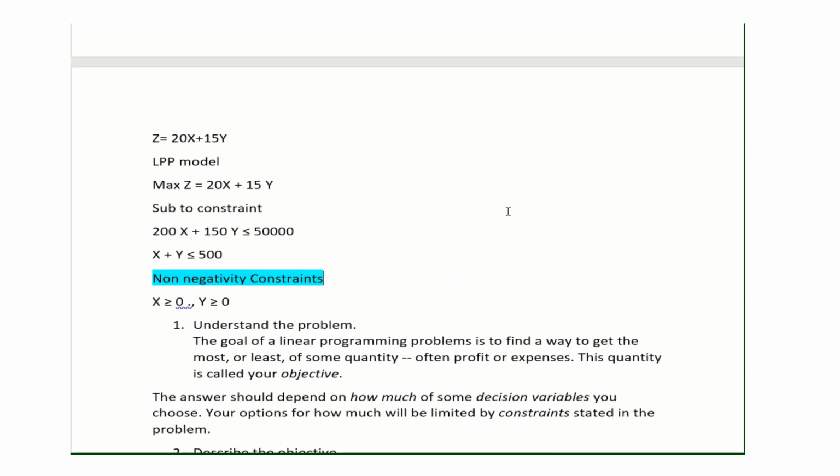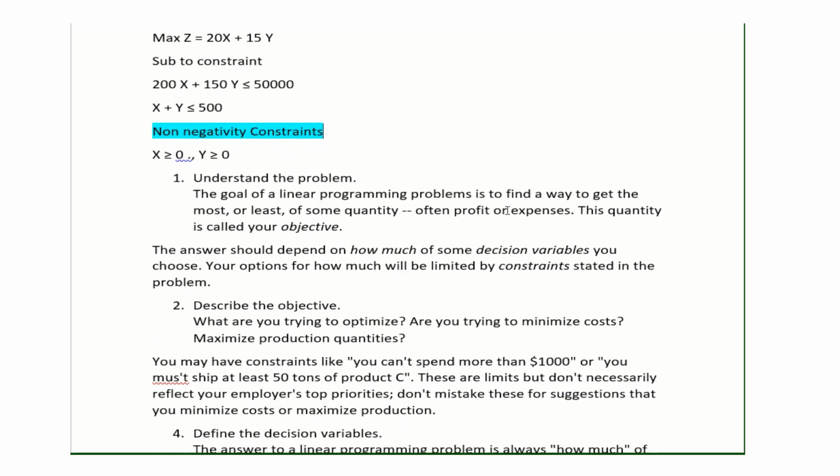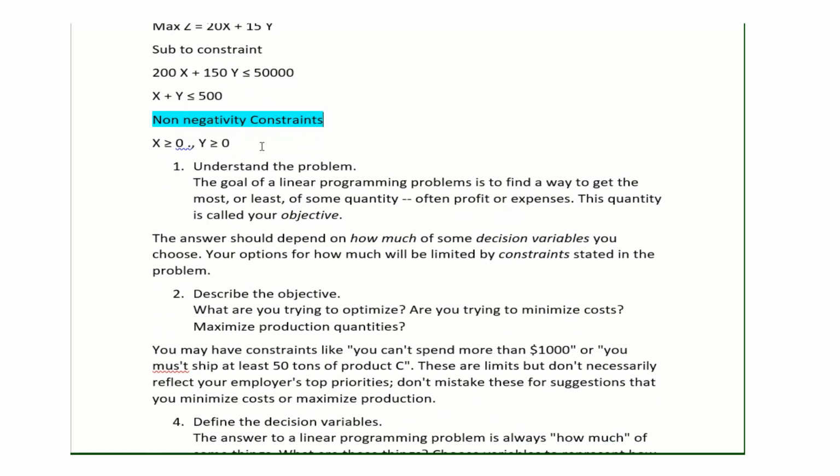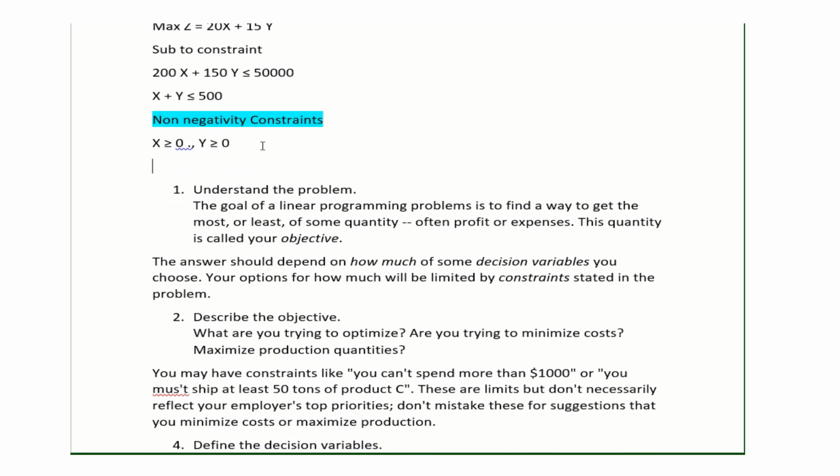So now, if we want to develop a linear programming problem, we have steps. What are the steps to develop a linear programming formulation? Steps of formalization of LPP. So these are the steps.